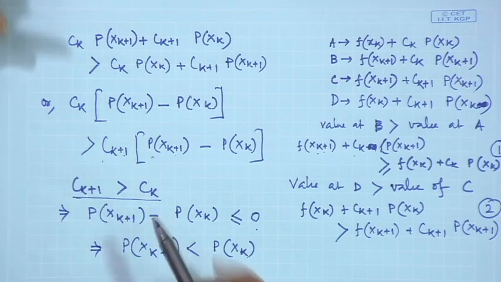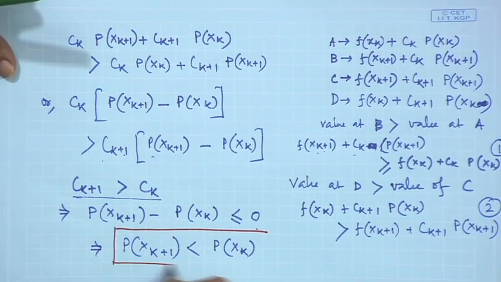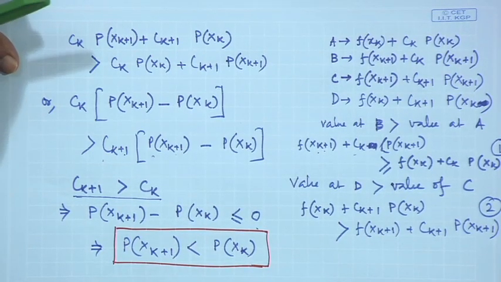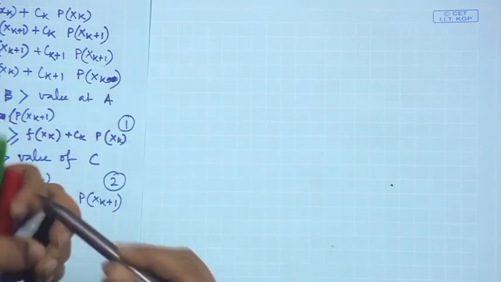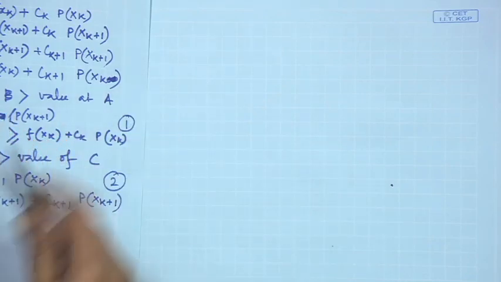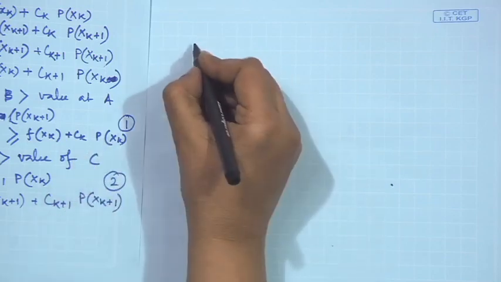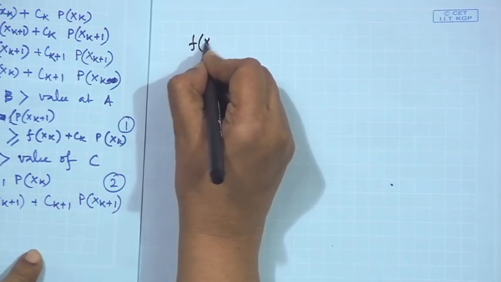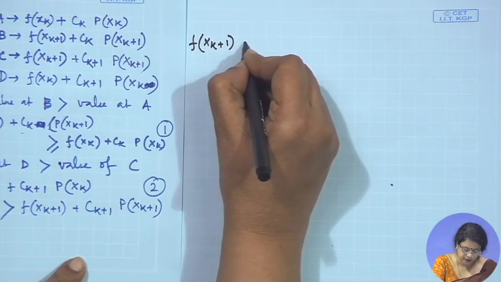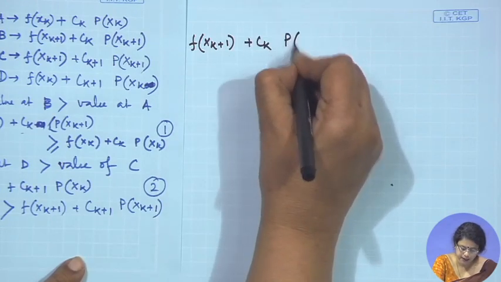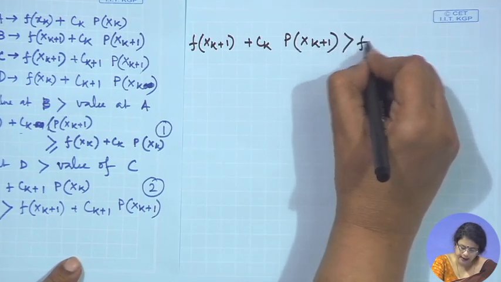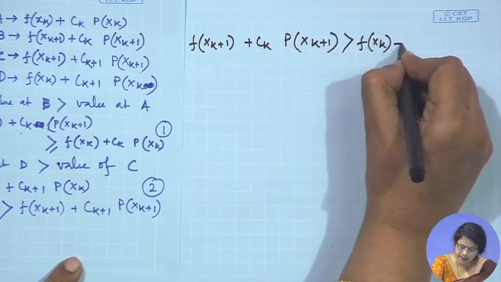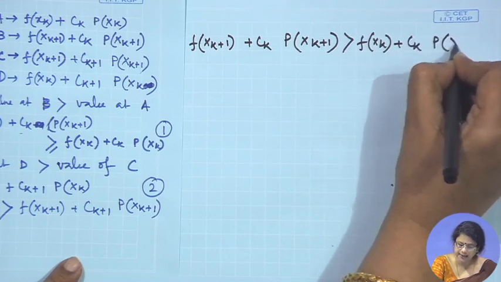All right. That was the first result, now it is the second result for us. Now, let us move to the third result. All right. From 1 we are getting, for having the third result, from 1 we are having f(x_k+1) + c_k p(x_k+1) greater than f(x_k) + c_k p(x_k).